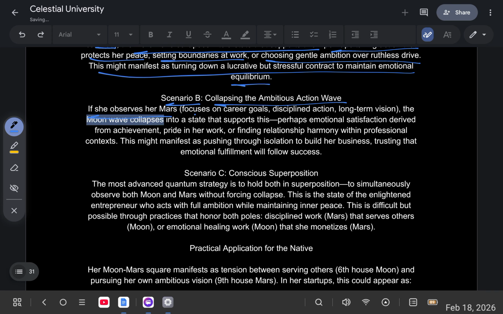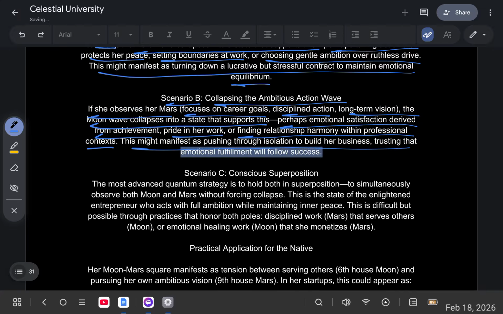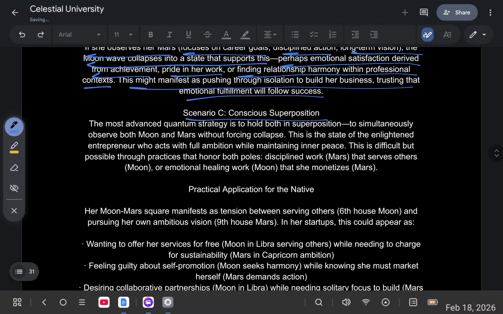Scenario B, collapsing the ambitious action wave. If she observes her Mars, focuses on career goals, disciplined action, long-term vision, the Moon wave collapses into a state that supports this, perhaps emotional satisfaction derived from achievement, pride in her work, or finding relationship harmony within professional contexts. This might manifest as pushing through isolation to build her business, trusting that emotional fulfillment will follow success.